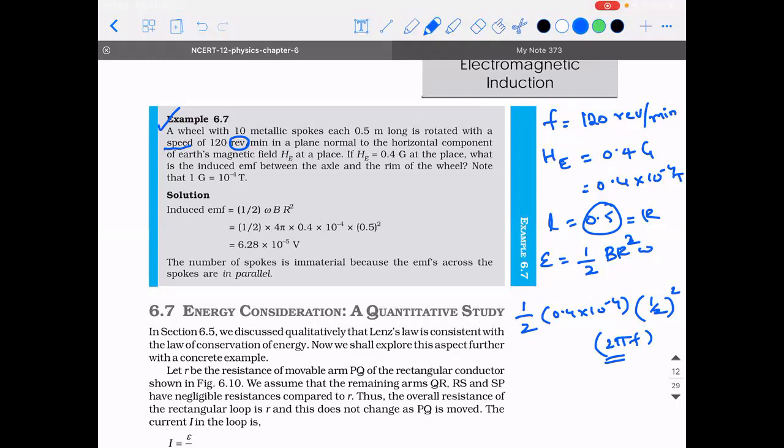In this problem, the trickiest part, the most common mistake, is that because they gave 10 spokes, people will start multiplying with 10. No. Whatever is the value of EMF across one spoke, it will be the same across all the others because they are in parallel.